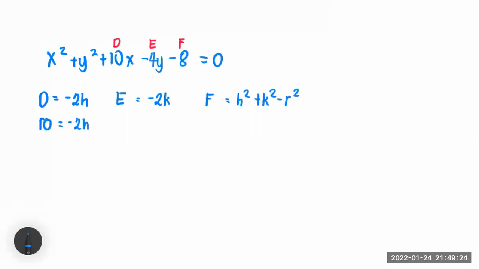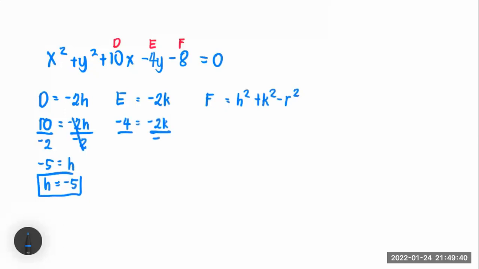Dito po, isa-substitute mo lang kung ano yung value ng D mo. Di ba 10? Then equals negative 2h. Divide both sides by negative 2. Your h is equal to negative 5. Oh, bilis ng h, di ba? What about your e? So ang e natin negative 4 is equal to negative 2k. Divide both sides by negative 2, you have their k is equal to positive 2. Okay? O, ayan na. Aba, may h ka na, may k ka na.